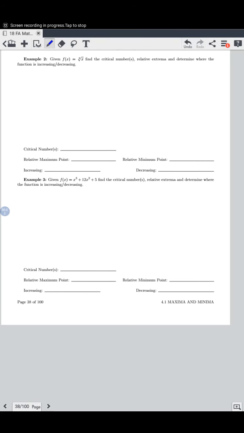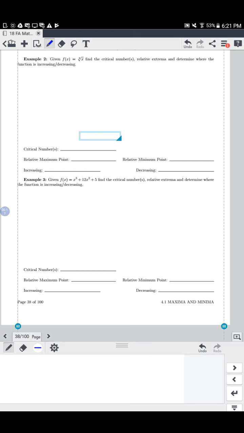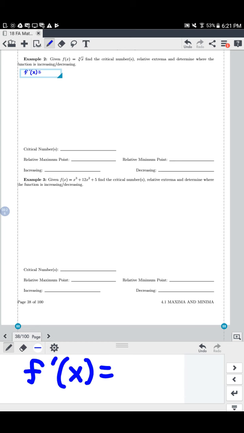Okay, now we're going to do everything again, but with a new function. We have f of x is the cube root of x, and we want to figure out what its critical numbers are, its relative extrema, and where it's increasing and decreasing. So we're going to first take the derivative and set it equal to 0. Figure out where the derivative is either 0 or undefined.